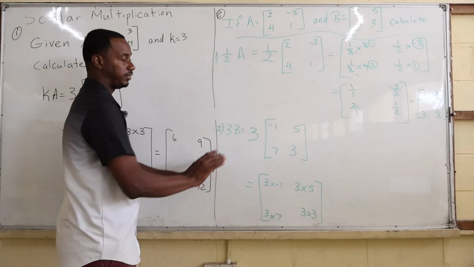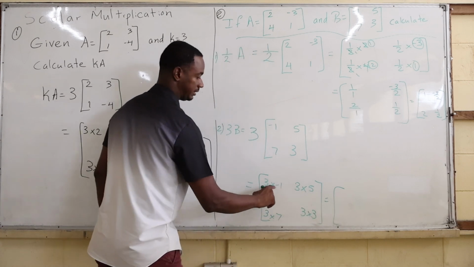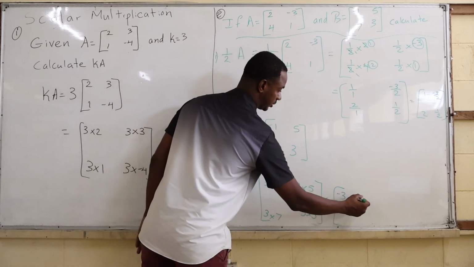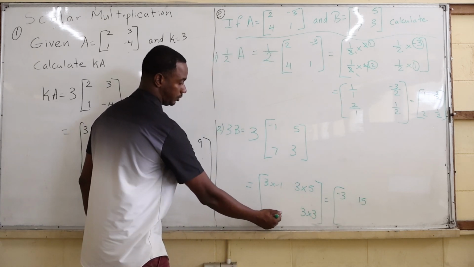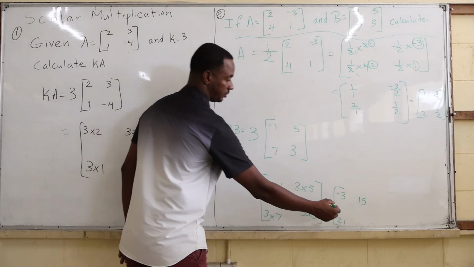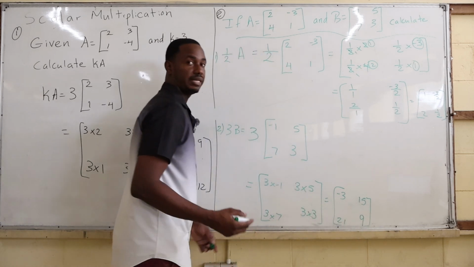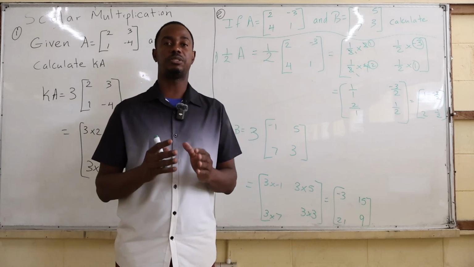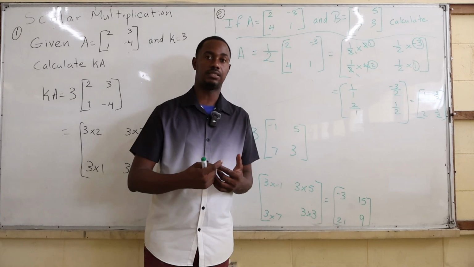So with that being established, we now just simplify everything. 3 times negative 1, negative 3. 3 times 5, which is going to be our top right, 15. Coming down to our bottom left now, 3 times 7, 21. And then our bottom right, 3 times 3, 9. And that's it. Now, please remember, scalar multiplication, you're just basically multiplying each element in the matrix.